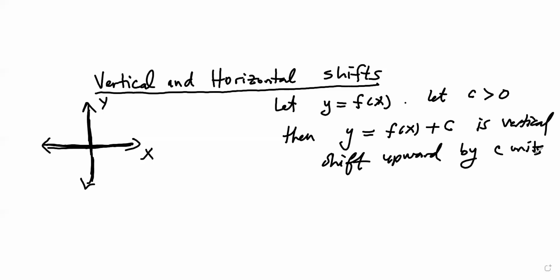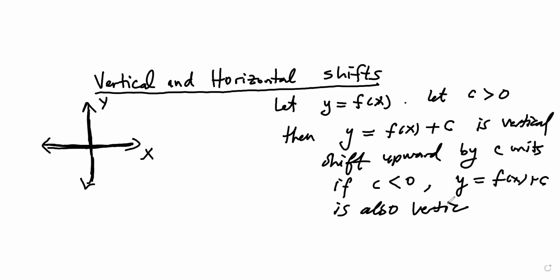Positive. Then c could be negative as well. If c is negative, then you're subtracting. So y equals f of x plus c is also a vertical shift, but this time it will be downward. The vertical shift is downward.